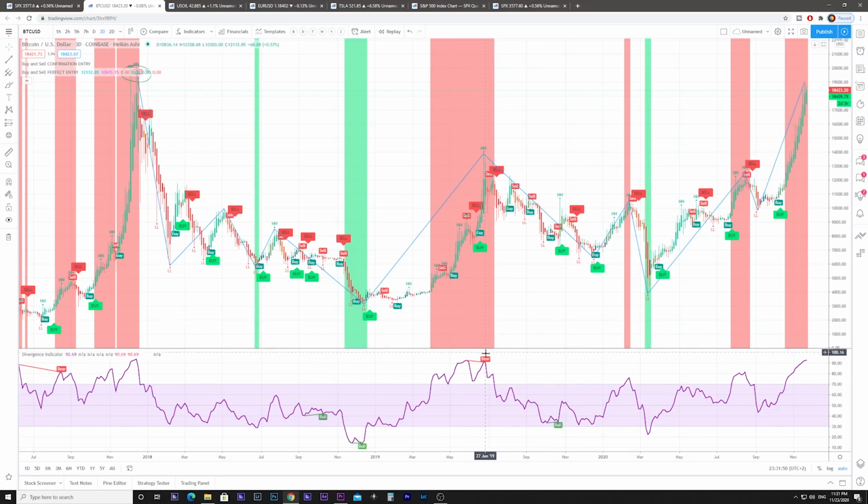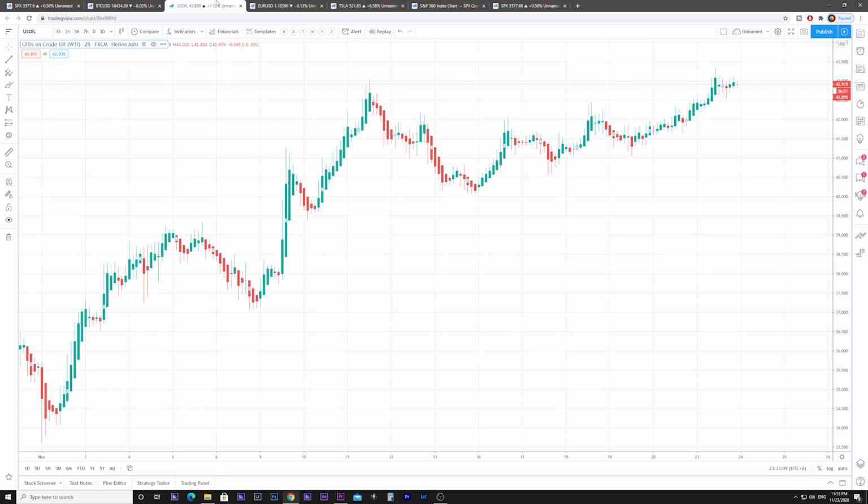And you're going to see that here you had a bearish divergence followed by a sell signal from the indicators. And here you have a bullish divergence, and here at 3,400 the bull run started. If you are into commodities, let's look at crude oil.